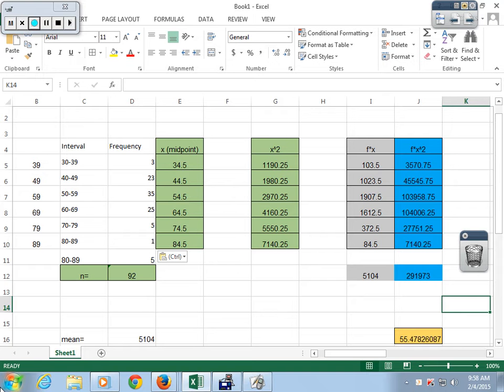We're doing this problem. I want you to draw the normal distribution curve with the mean and 2 standard deviations to the right and 2 standard deviations to the left.